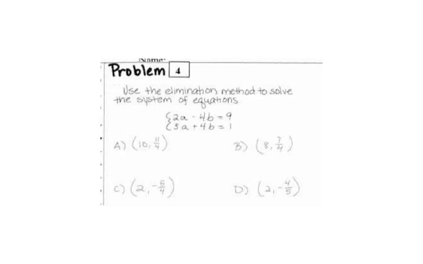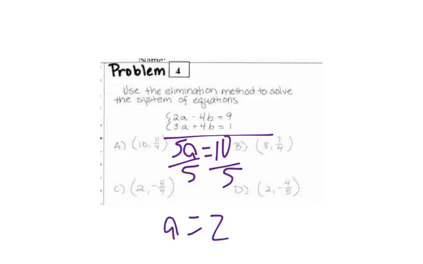Use elimination, and this is a great one because it's solved. It's ready to go. Your 4b and negative 4b are going to cancel. 2a and 3a is 5a equals 10. This is way too easy for y'all. A is equal to 2, so it can't be A, it can't be B.